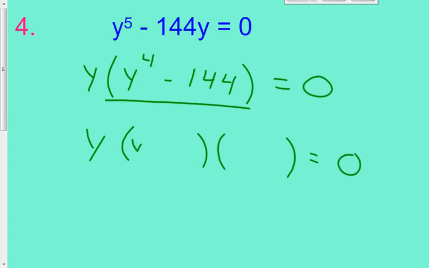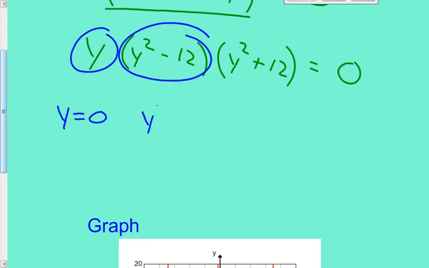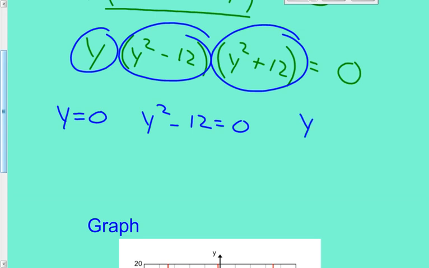So this is going to be y squared and y squared, because that makes y to the 4th. And then the square root of 144 is a 12. So 1's going to be a negative 12, and 1 is going to be a positive 12. You can't factor these down anymore, so let's just set each of these factors equal to 0. So y equals 0. Y squared minus 12 equals 0. And y squared plus 12 equals 0. Now, class, we're going to solve each of these for y.